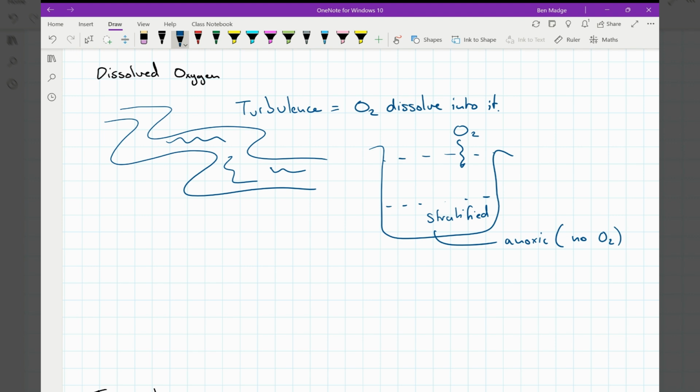So increasing the flow of water or increasing turbulence will increase O2 concentrations. And this is why in an aquarium or a pond you might have a fountain or one of those bubblers, and this allows more oxygen into it. Or you might narrow a river. And we have a zone of tolerance for dissolved oxygen.